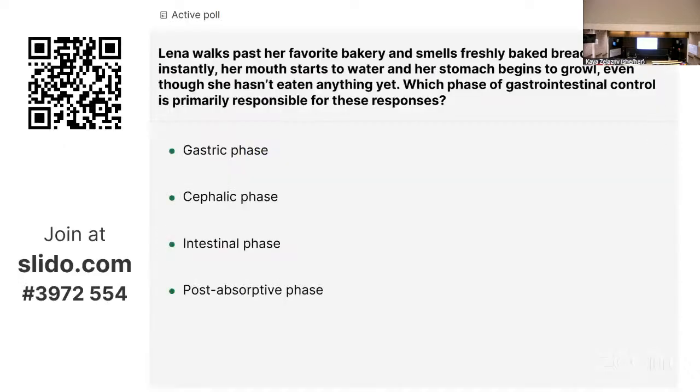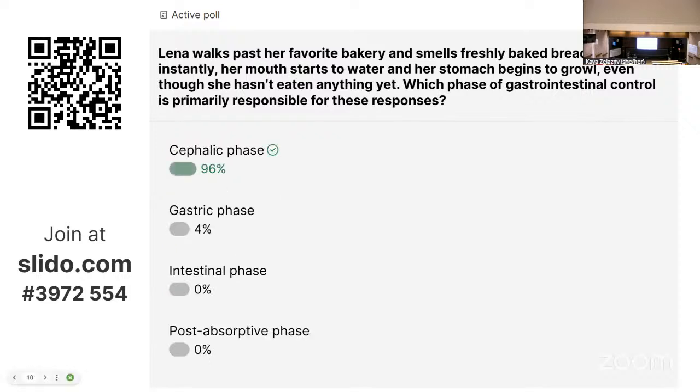So as an example, I've got a little scenario here where we have this person walking past a bakery and smelling fresh baked bread. I'll go ahead and read the question and let me know what phase of gastrointestinal control we're talking about here. Take a look. Okay, great.